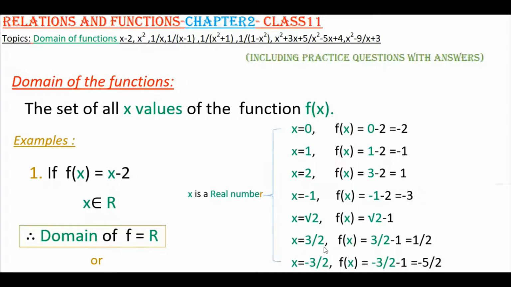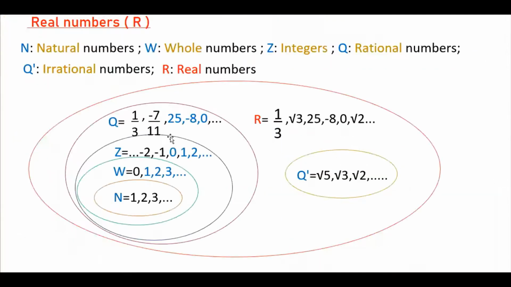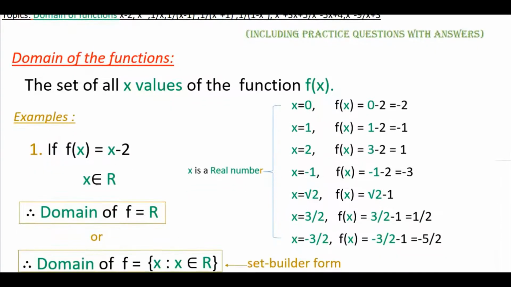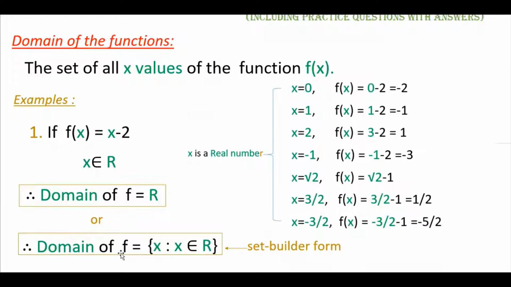So here, if you observe, all these numbers are real numbers. Real numbers include rational numbers as well as irrational numbers. So here x you can apply any value. So x is a real number here. So x belongs to capital R. So here the domain of the function is equal to the set of real numbers, that is capital R. Or you can write the domain of the function in set builder form like this: x such that x belongs to capital R.